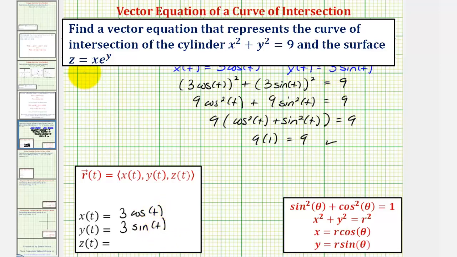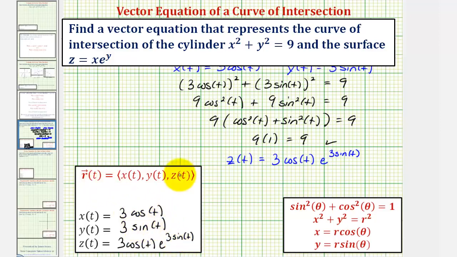But remember, these also have to satisfy z equals x times e raised to the power of y. But because this equation is already solved for z, it's really a matter of performing substitution, where z, or z of t, would be equal to x times e raised to the power of y, where x is 3 cosine t, so we'd have 3 cosine t times e raised to the power of y, so we'd have e raised to the power of 3 sine t. If we define z of t in this way, it would satisfy the equation of the surface. So again, z of t equals 3 cosine t times e raised to the power of 3 sine t.